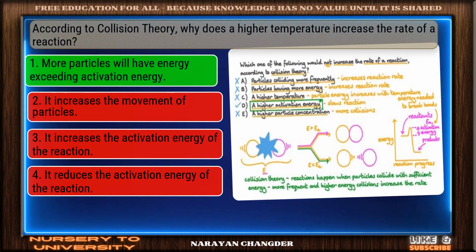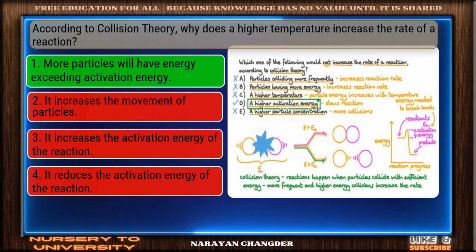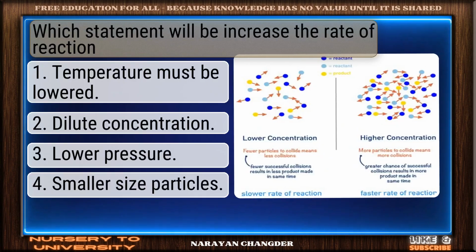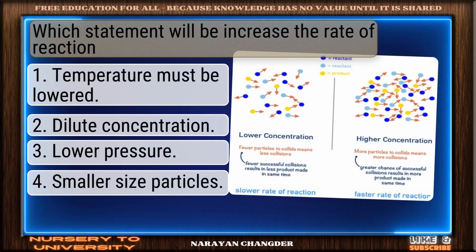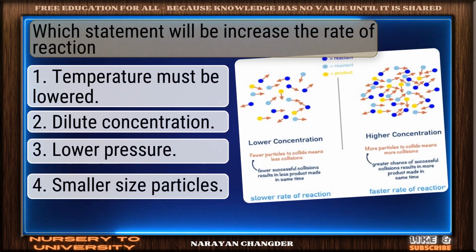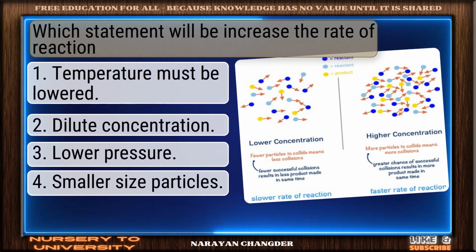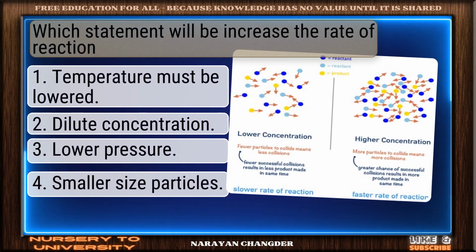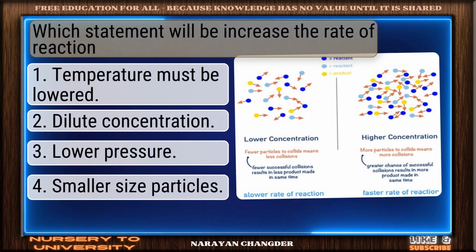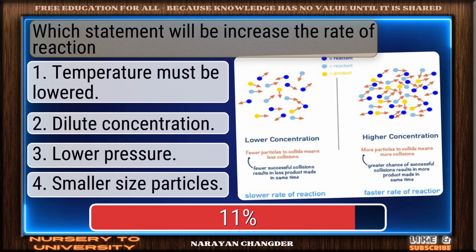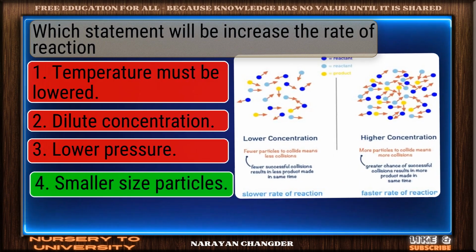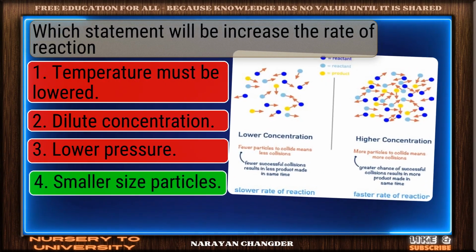That's it, more particles will have energy exceeding activation energy. Which statement will increase the rate of reaction? Option 1, temperature must be lowered. Option 2, dilute concentration. Option 3, lower pressure. Option 4, smaller size particles. Spot on, smaller size particles.